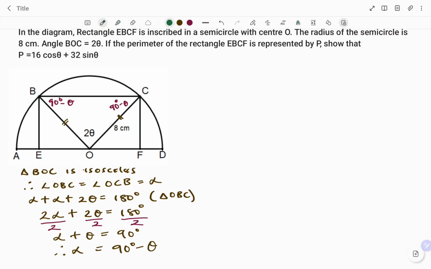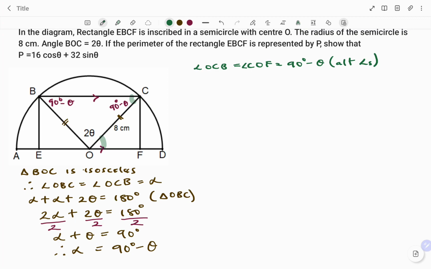So therefore, I can state that angle OCB is equal to angle COF, which is equal to 90 degrees minus theta. So what I've done is, because ABCF is a rectangle, we know that opposite sides of a rectangle are parallel and equal. So therefore, this angle, as shown, is equal to this angle. That's alternate angles. So alternate angles are equal.